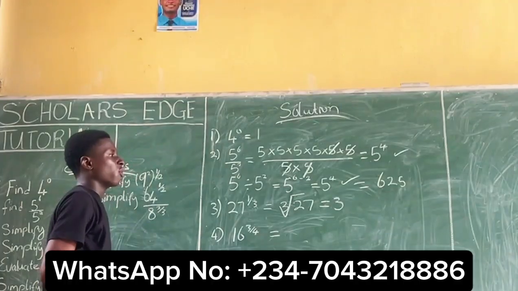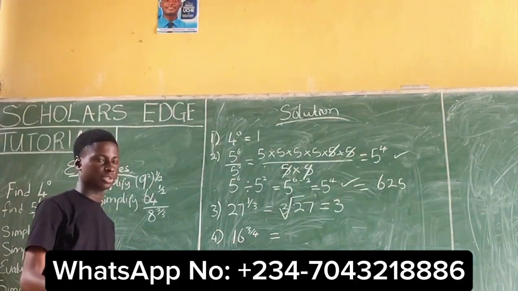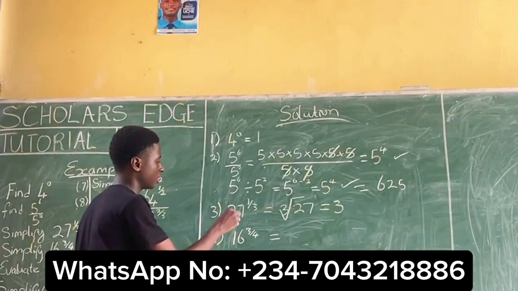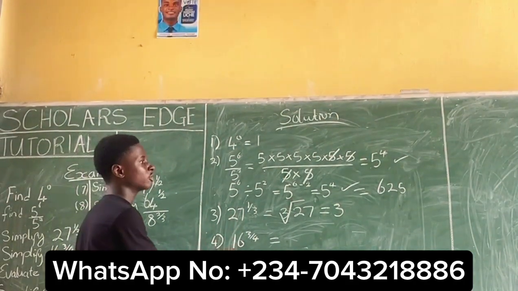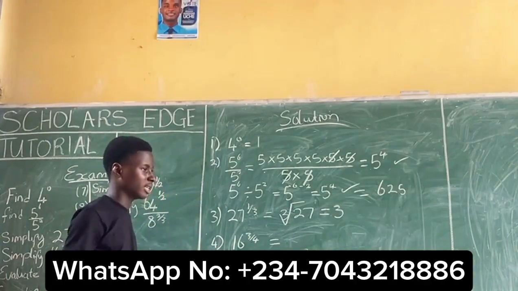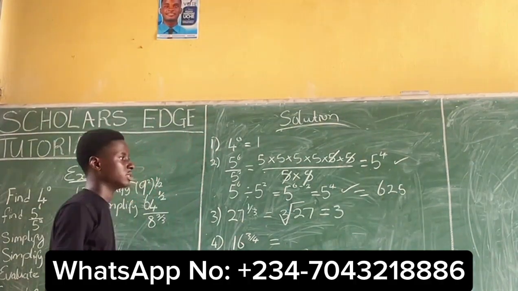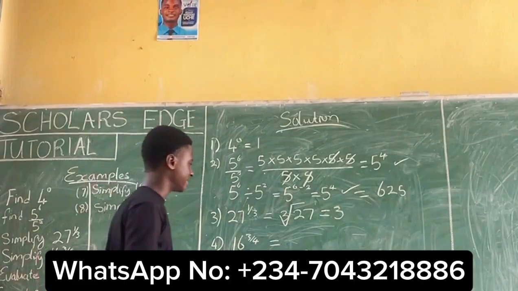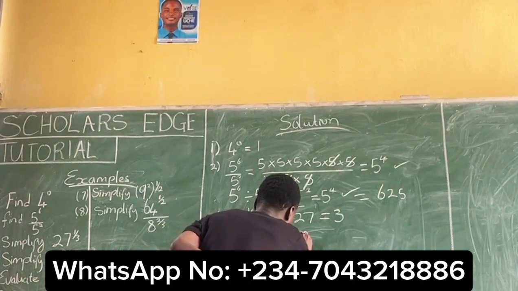What will I multiply 4 times to give me 16? And that's 2. 2 times 2 is 4, 4 times 2 is 8, 8 times 2 is 16. So, I'm having 2 to the power of 4.